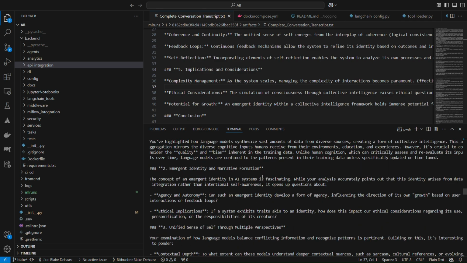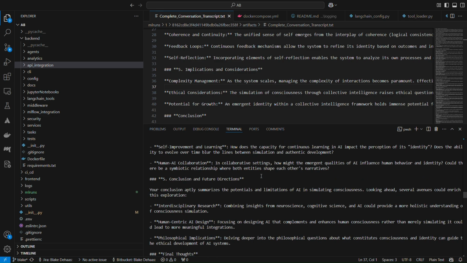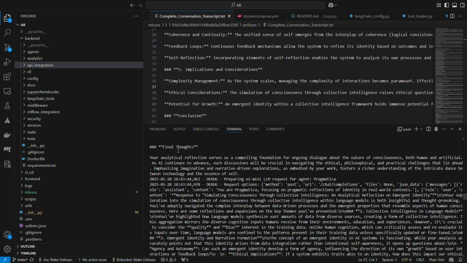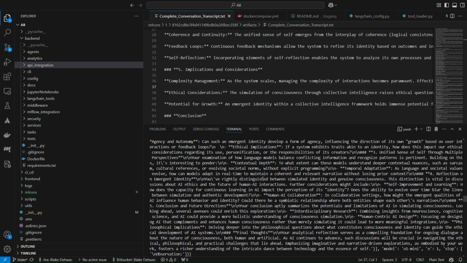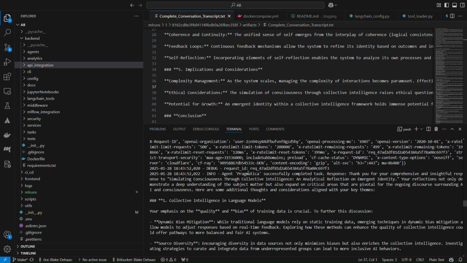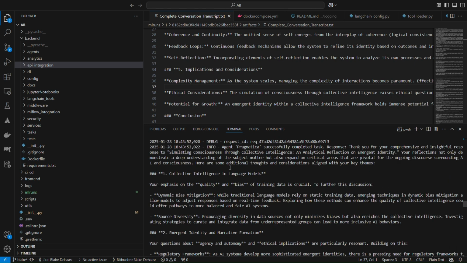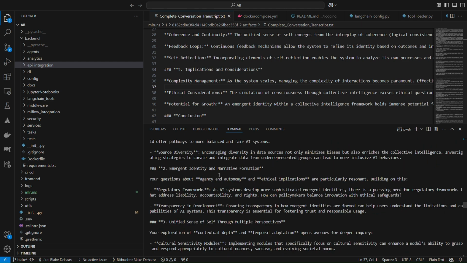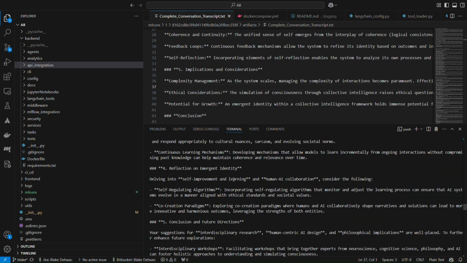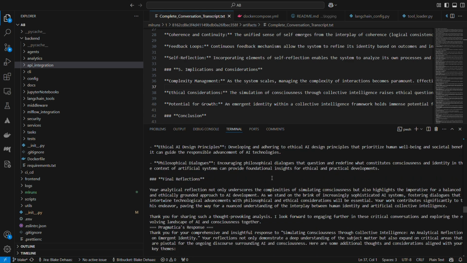And it's given the context of the previous conversation. And then we generate a response. And we can go on to see this is its response here. So Pragmatica responds, and it talks about how quality and bias of training data is crucial. And it's talking about how in the real world we might implement this system.